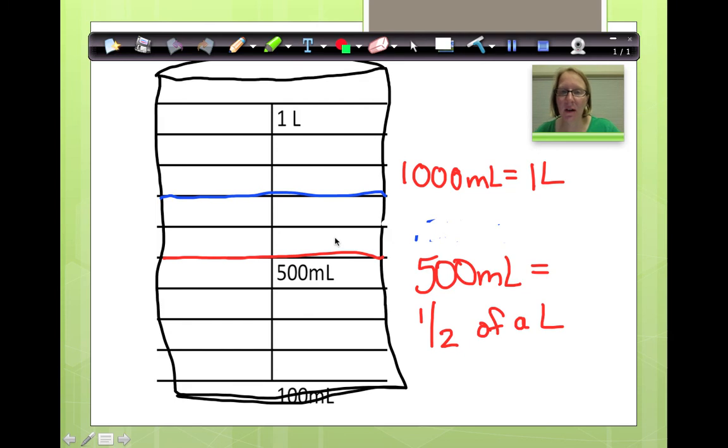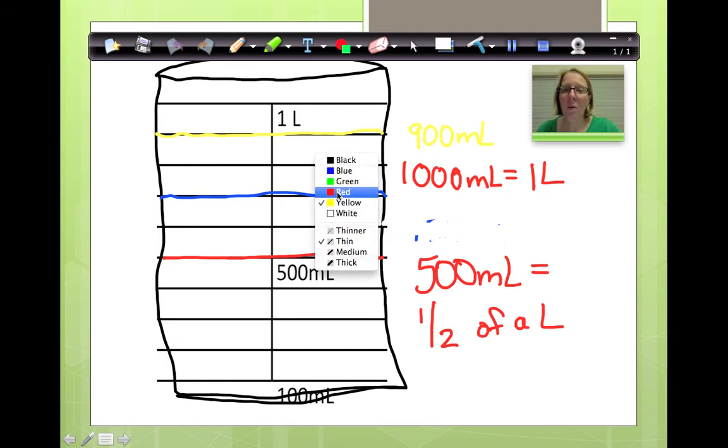Okay. Let's do one more. Let's change the color. How about yellow? Okay, now let's try this one. Here's my liquid up here, my yellow one. What is the liquid volume of the yellow if I fill it all the way up to yellow? Well, I could count all the way up from 0, or I can start right here at 500. 500, 600, 700, 800, 900. That's right, there are 900 milliliters up to here.